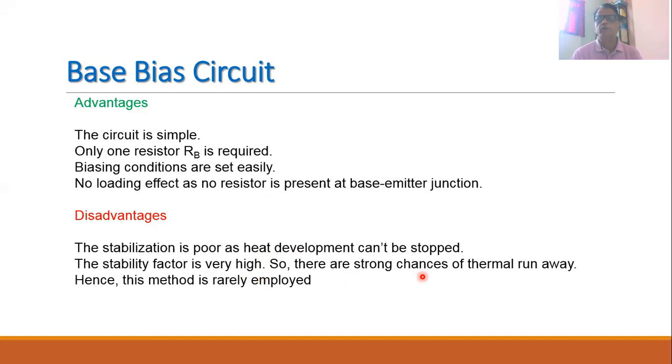We know that due to thermal runaway, when the collector current increases, the power dissipation increases. When the power dissipation increases, it again further increases the collector current, and the transistor goes on heating continuously. Therefore, thermal runaway must be avoided. But in this circuit, there is no arrangement by which thermal runaway can be avoided. And therefore, you will find that this circuit is very rarely used for the transistor as an amplifier.